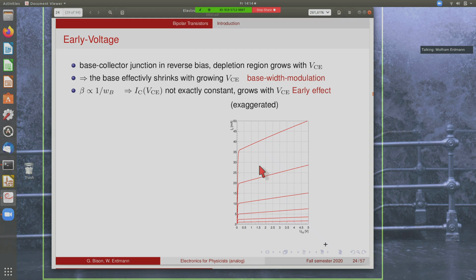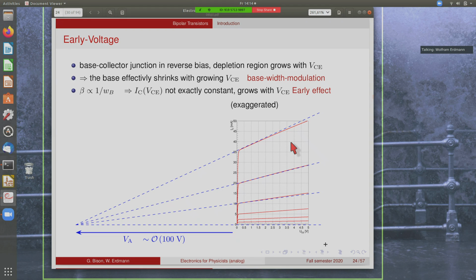So we have a small dependence of the collector current on the collector-emitter voltage, though this is shown here a little bit exaggerated. Usually it's much less than that, as you've seen before. It turns out that the slope here is proportional to the current, so you can more or less draw straight-line tangents to this curve, and they all meet in the same spot. The place where they meet is called the Early voltage, and for typical transistors this is of the order of 100 volts or 50 volts or something like that.